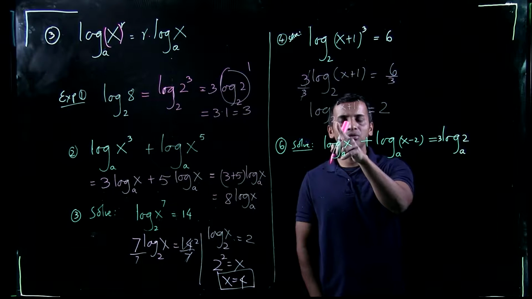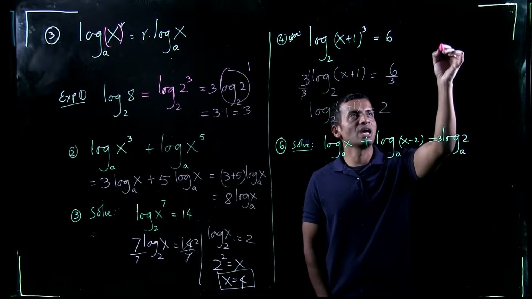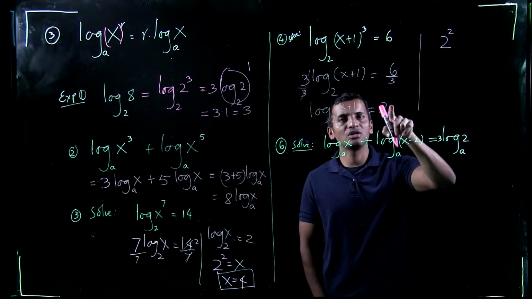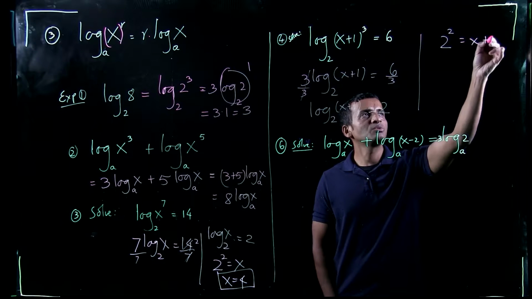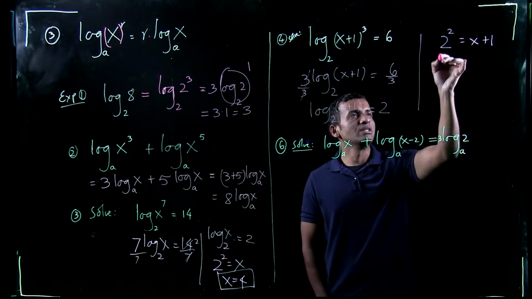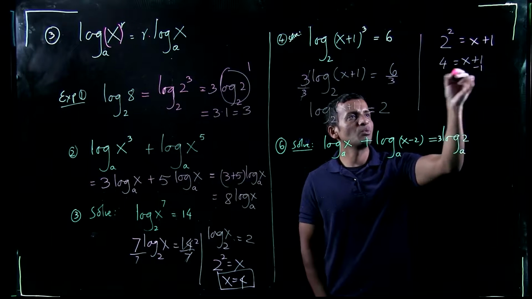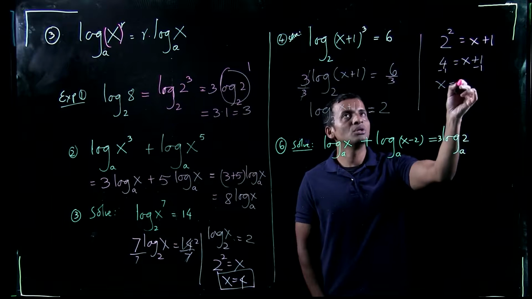So how do I get rid of log? You raise the base, 2, to the other side, so 2 to the power of 2 equals x plus 1, right? And then this is basically 4 equals x plus 1. Subtract 1, you get x equals 3.